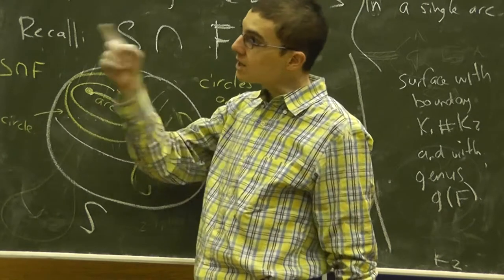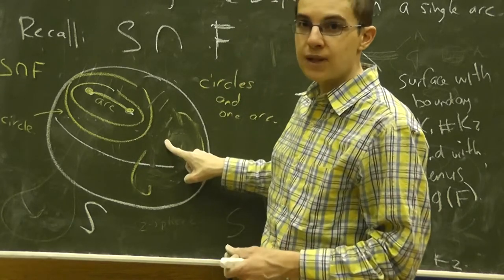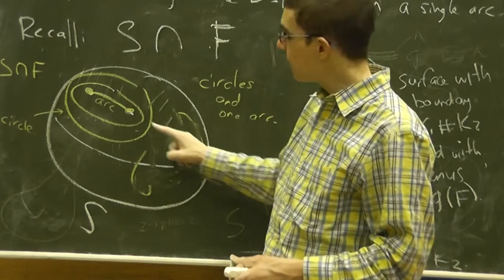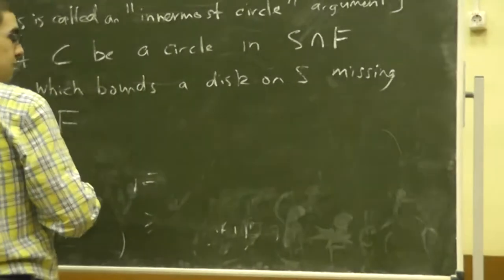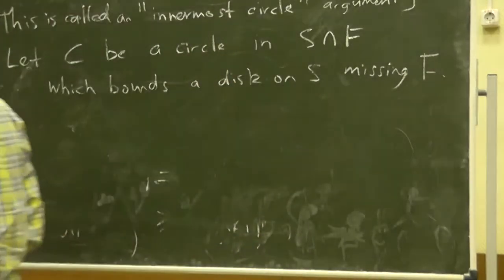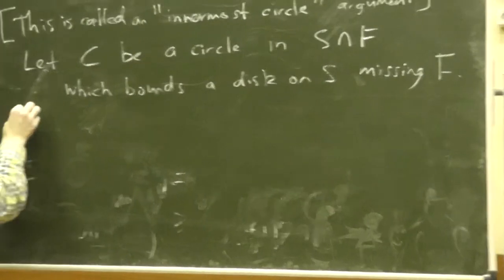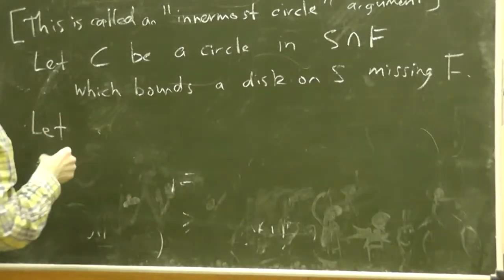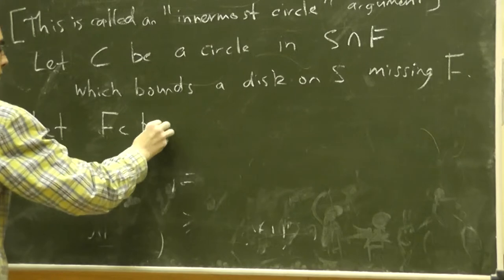The reason it's called the innermost circle argument is that the circle we started with is the innermost circle. We deal with that one, then go to the next innermost circle, and keep doing this. So let C be a circle which bounds a disk on S missing F. Then we're going to perform surgery on F along this surgery circle. Then let F_C be the result.